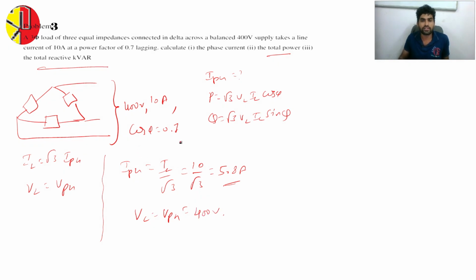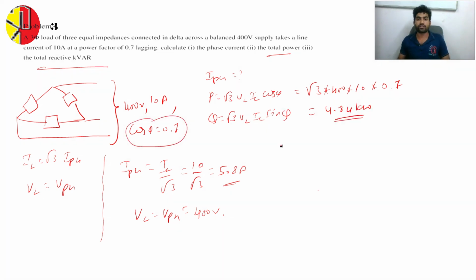So cos phi is given 0.7. Directly you can calculate this one. So root 3 VL is 400 into IL, IL how much? 10 amps into cos phi is 0.7. Finally, you will get the answer as 4.84 kilowatts.